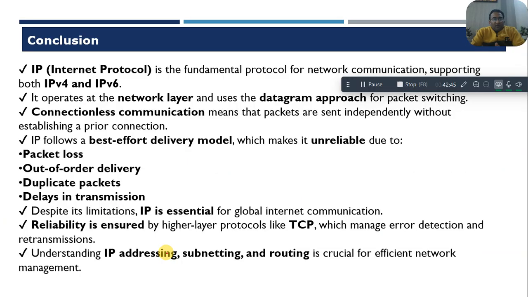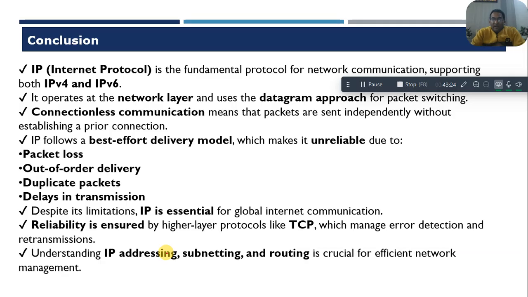Now the conclusion of this particular lecture: IP is the fundamental protocol for network communication, supporting both IPv4 and IPv6. It operates at the network layer and uses the datagram approach for packet switching. Connectionless communication means that packets are sent independently without establishing a prior connection. That is, dedicating one particular line is not done in this protocol. Now IP follows a best-effort delivery model, which makes it unreliable due to packet loss, out-of-order delivery, duplicate packets, and delay in transmission.